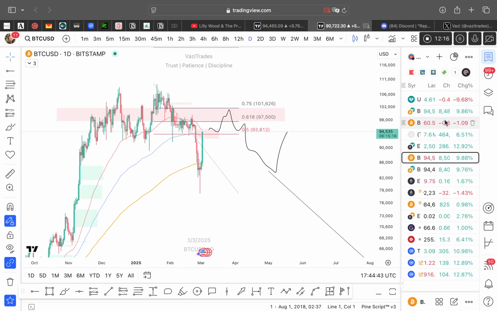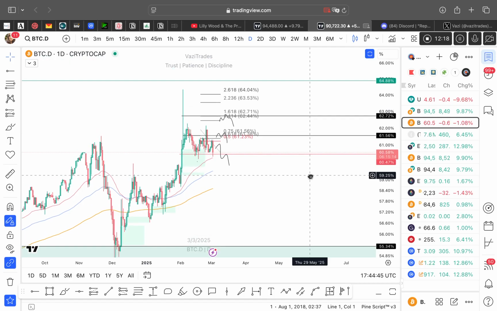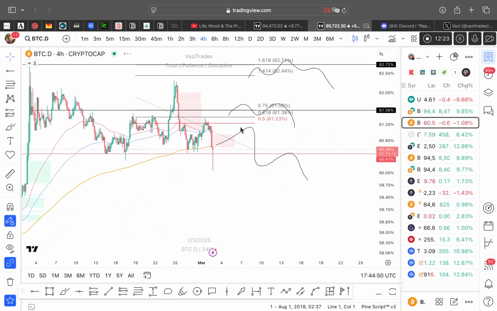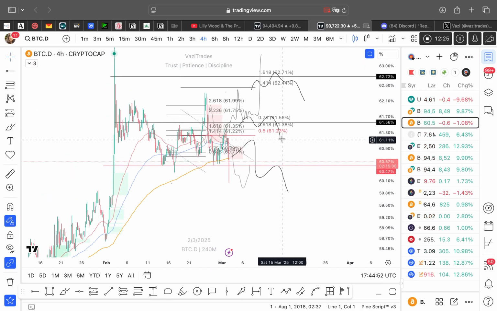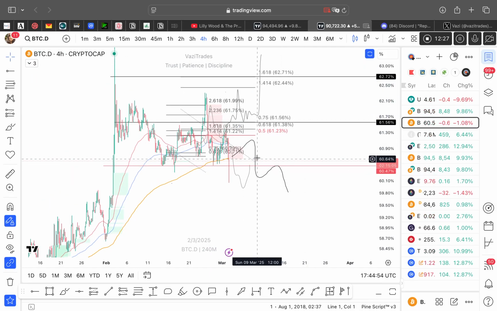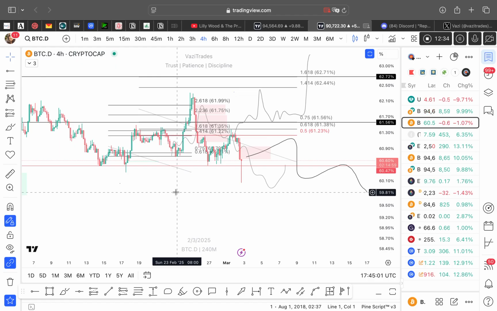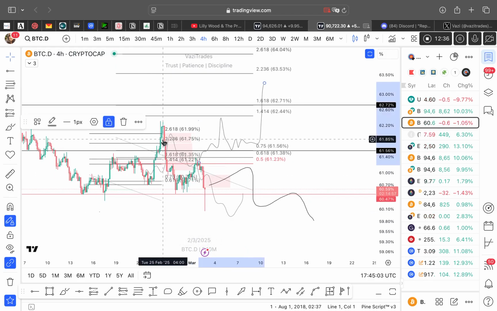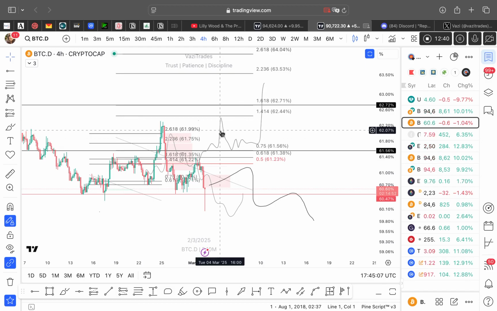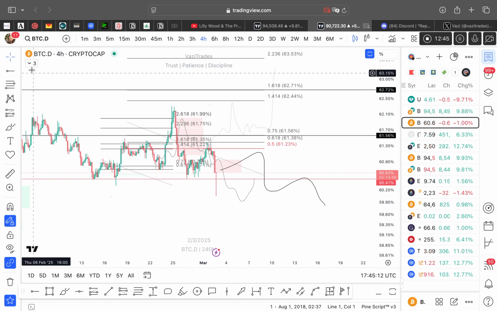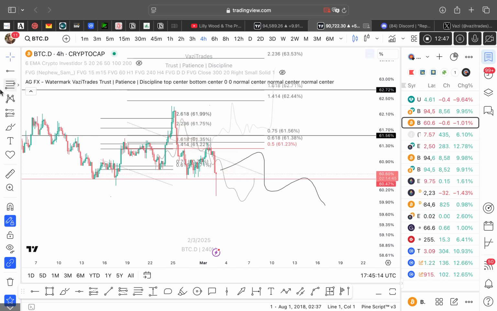Let's go now and check this chart. Look how beautifully it's playing out. This I can probably delete for now, or no, I will just make it less visible. This I don't need right now.